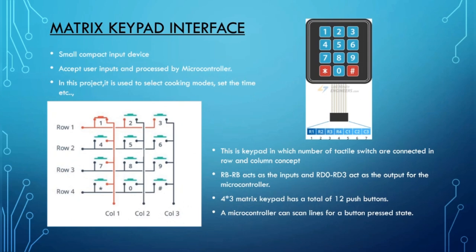Matrix keypad interface. It is a small compact input device that accepts user inputs, which are processed by the microcontroller. This is a keypad in which a number of tactile switches are connected in a row and column concept. A 4x3 matrix keypad has a total of 12 push buttons. A microcontroller can scan lines for a button pressed state.